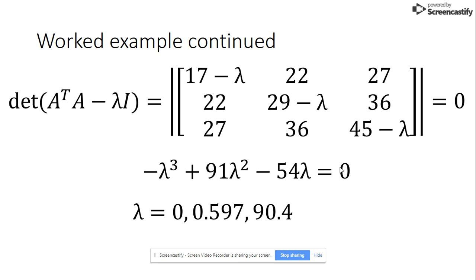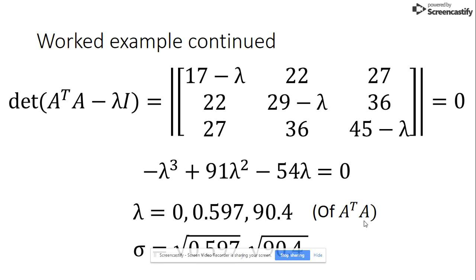Remember what I just said about non-zero. All right, these are the eigenvalues, keyword eigenvalues of A transpose A. They are not our singular values. So we need to find the singular values of A. So we take the square root of the non-zero eigenvalues, and that leaves us with the singular values of our original matrix A. Hopefully this tutorial has been helpful to you.